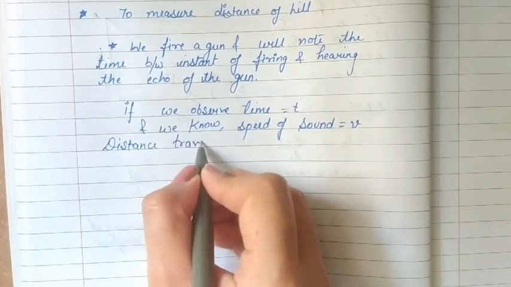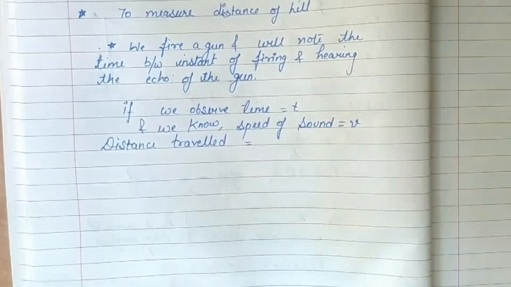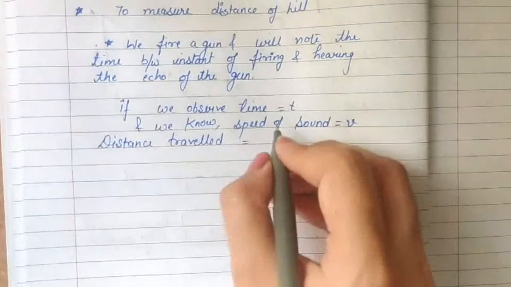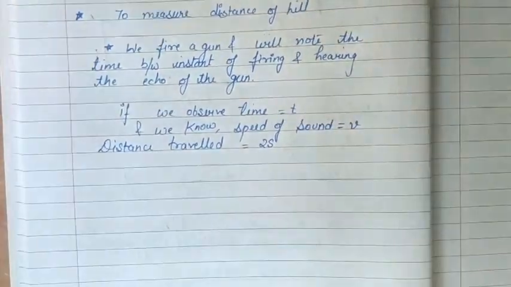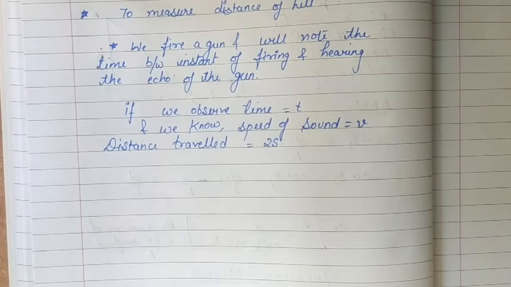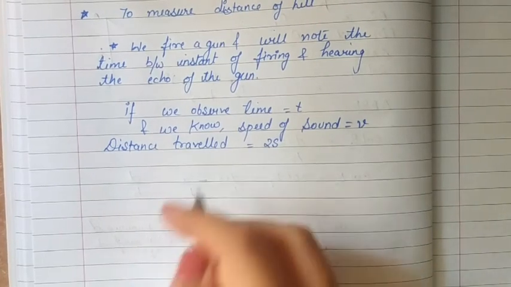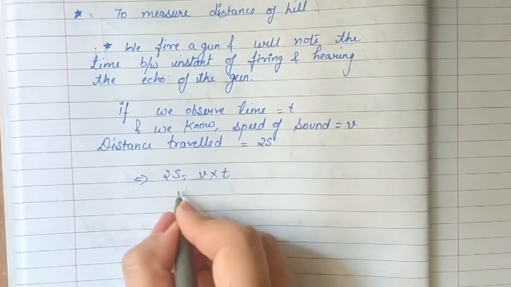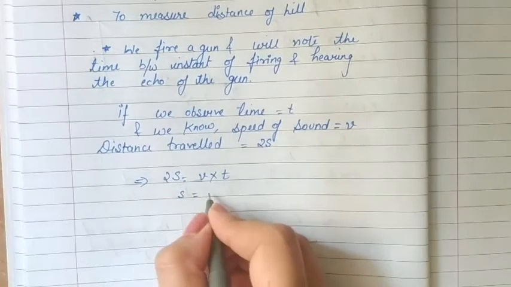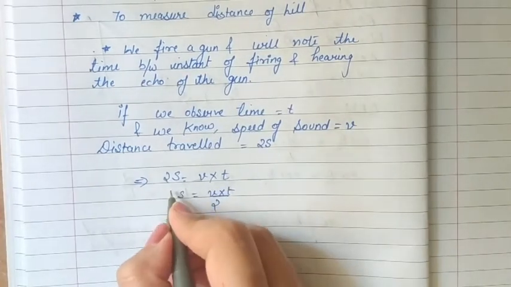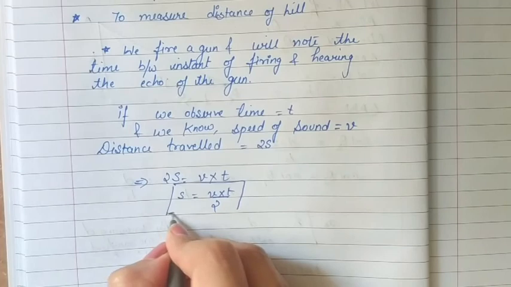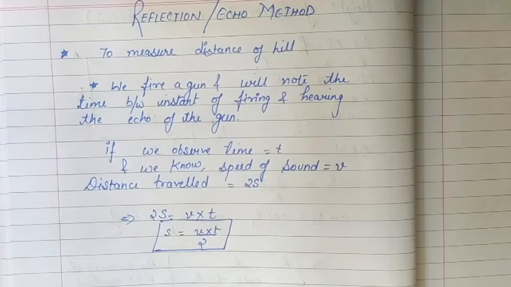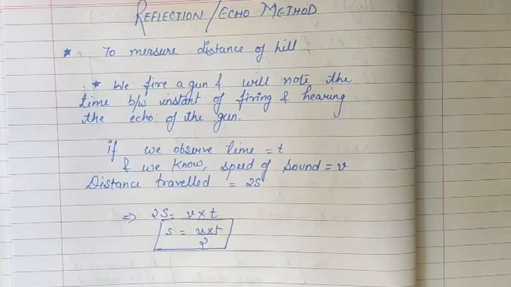by that sound wave is twice of the distance of hill, because first it goes towards the hill and then comes back as echo towards our position. So the total distance traveled is 2s. So from the basic formula, distance is equal to speed into time, we get 2s is equal to v into t, or we can find s by using this formula. s is equal to v into t upon 2, and this is the reflection or echo method, where we use the technique of reflection or echo to measure the distance of a hill.